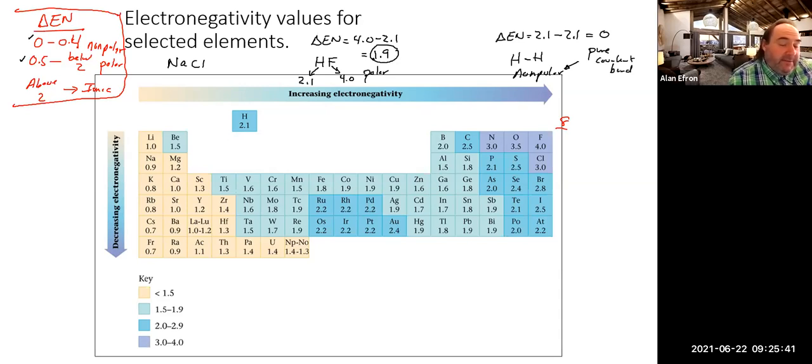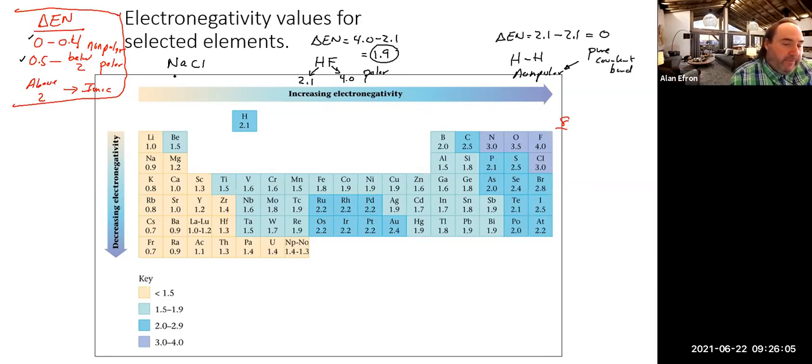And it also gives us a feeling of how unequal that sharing is. In this case, as you can see, it's almost to the point of ionic, where we get a transfer of electrons. It basically means that hydrogen is barely hanging on there, but it's still hanging on, and almost all of the electrons are hanging out near the fluorine side because of that big difference in electronegativity.